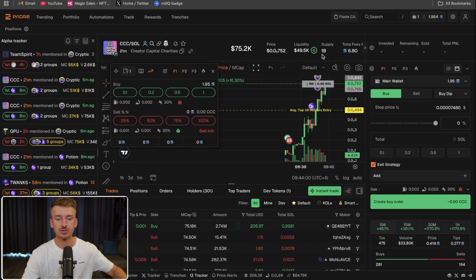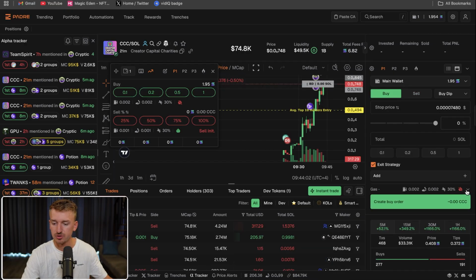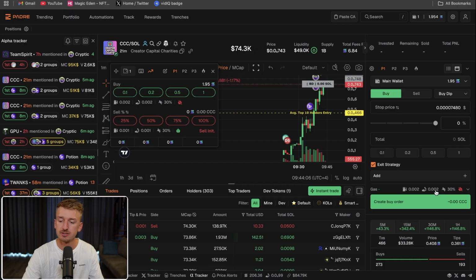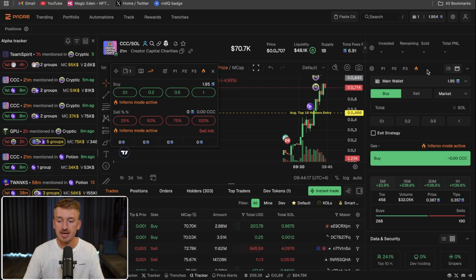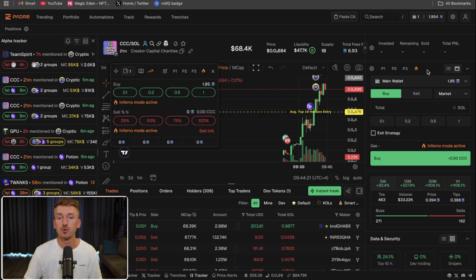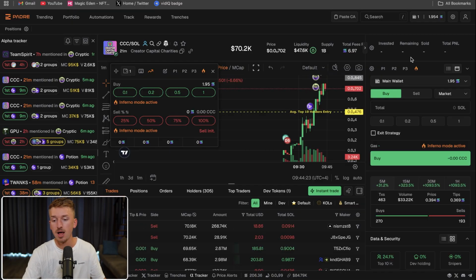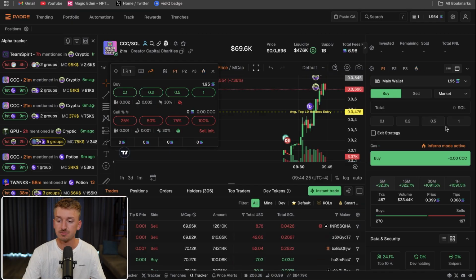And by the way, if you're interested in what slippage, etc. I use when trading, I use 30% slippage with 0.002 in gas and tip. Padre do also have this Inferno mode, which basically adjusts the slippage and the gas and tip depending on the volatility of the token, so you can always get in and out as fast as possible, but I prefer using this fixed amount. So those are the filters that I am using at the moment and I have been using for the last few weeks that have been working really well.